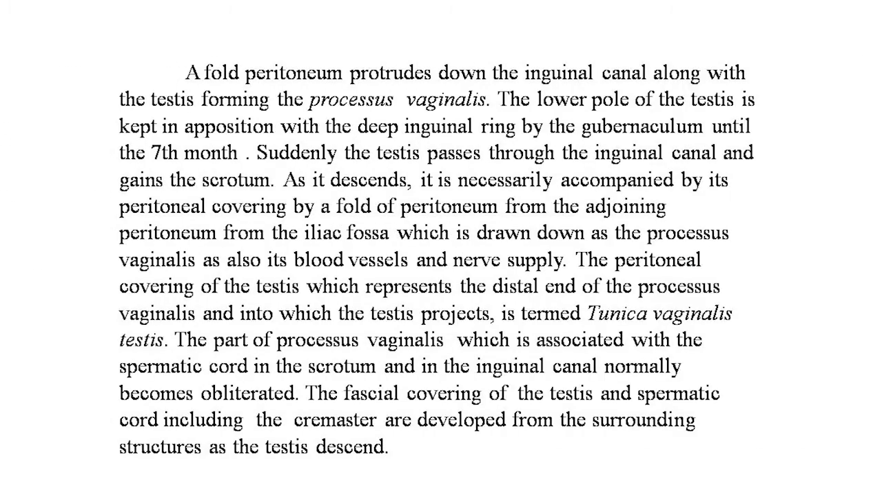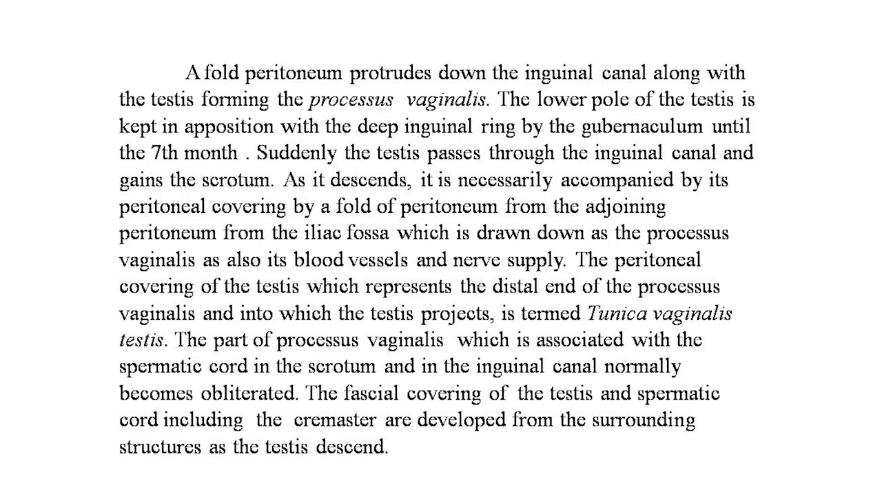Now a fold of peritoneum protrudes. We are discussing the descent of the testes and continuing. A fold of peritoneum protrudes down the inguinal canal along with the testes, forming the processus vaginalis. The lower pole of the testis is kept in position at the deep inguinal ring by the gubernaculum until the 7th month. Then the testis passes through the inguinal canal and gains the scrotum.